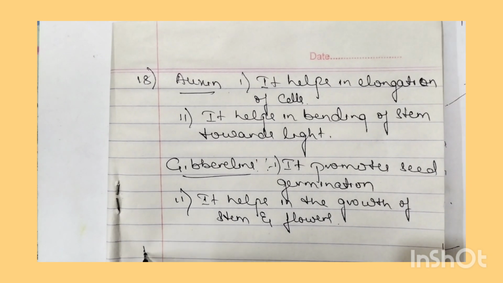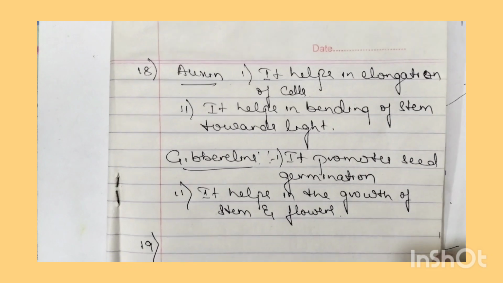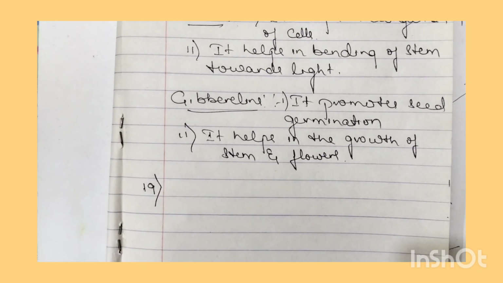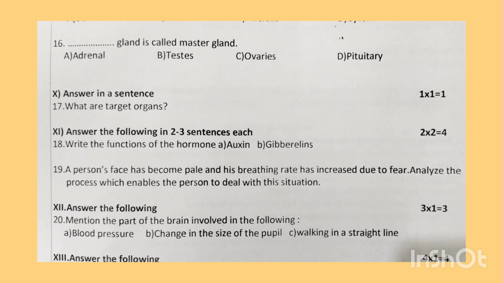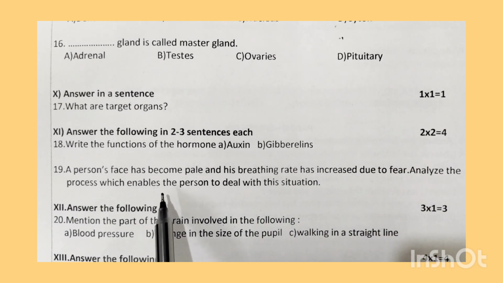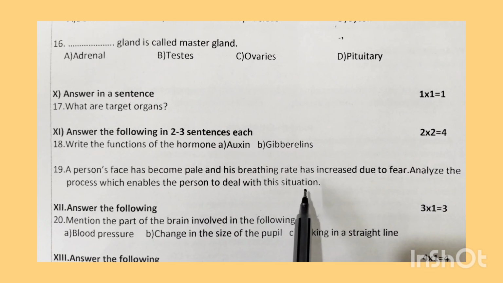So now let us move to the 19th question. So question number 19 is, a person's face has become pale and his breathing rate has increased due to fear. Analyze the process which enables the person to deal with this situation.